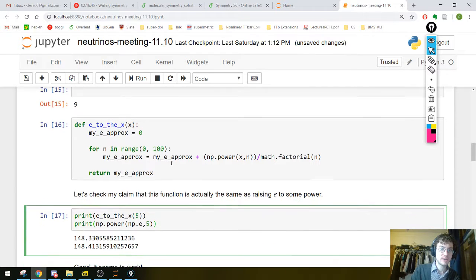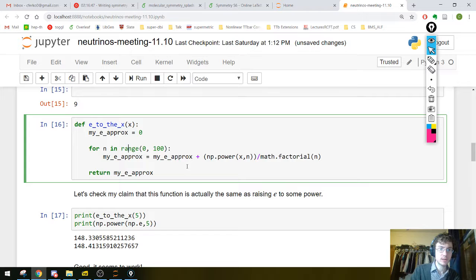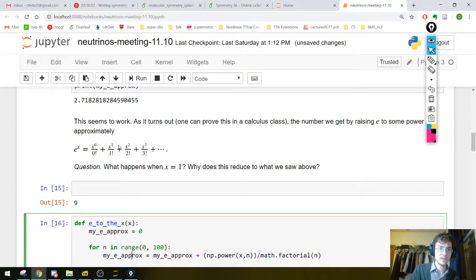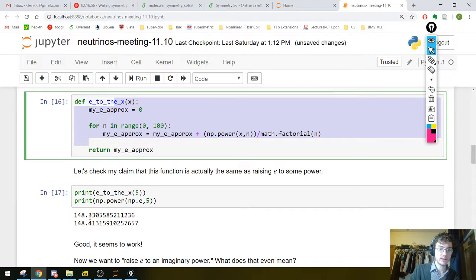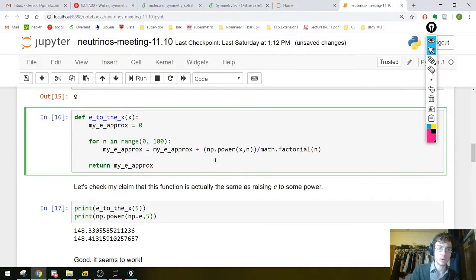So let me ask you a concept question anyone can answer. If I wanted to change this function, so this is adding up 100 terms in this sum, if I wanted to change this function to make it more accurate, so they agree not just to the tenths, but to the hundredths or thousandths, what would I change in this function to make it more accurate?